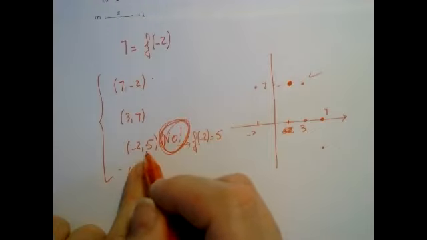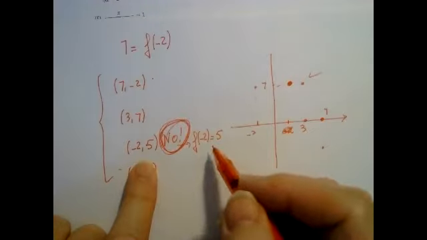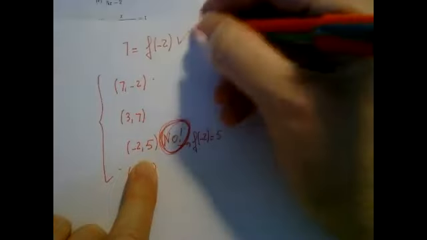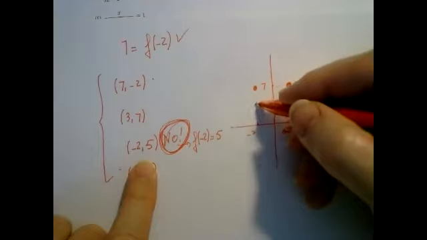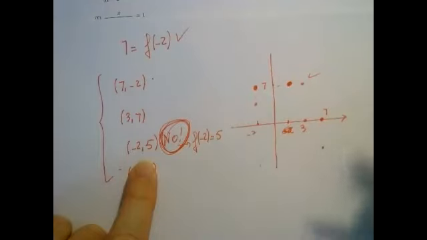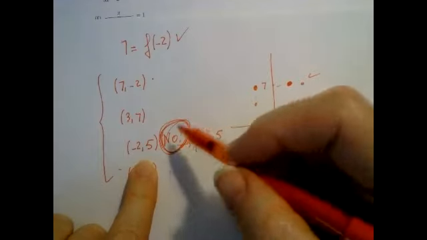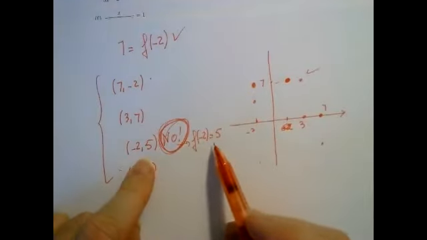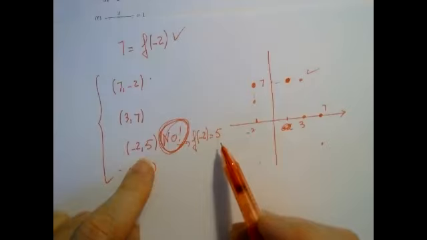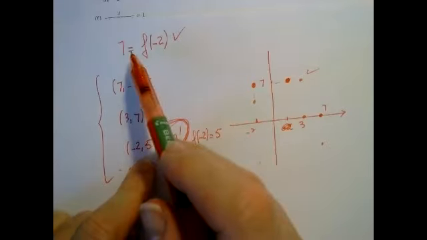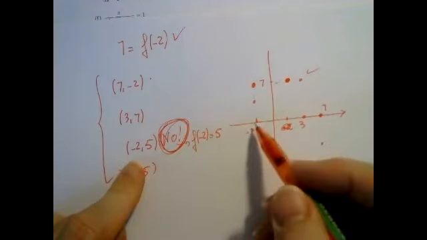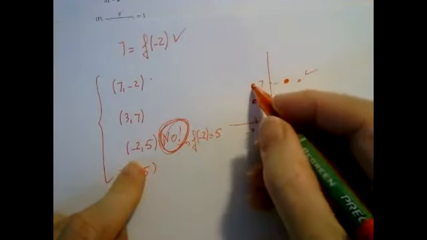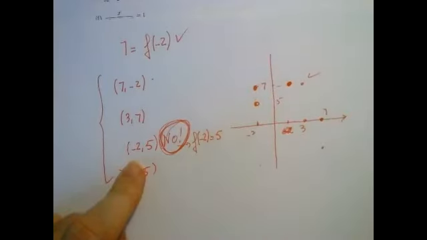If this point is on the graph, it means the function takes -2 to 5, but this cannot be, because the function is taking -2 to 7. It cannot take -2 to 5 as well, because we cannot have two outputs for the same input. So f of -2 would equal 5, but f of -2 equals 7. The function cannot take an input to two different outputs. I cannot have 5 and 7 at the same time.